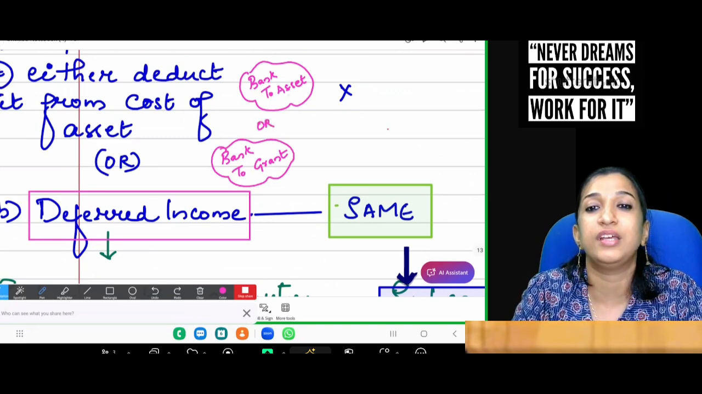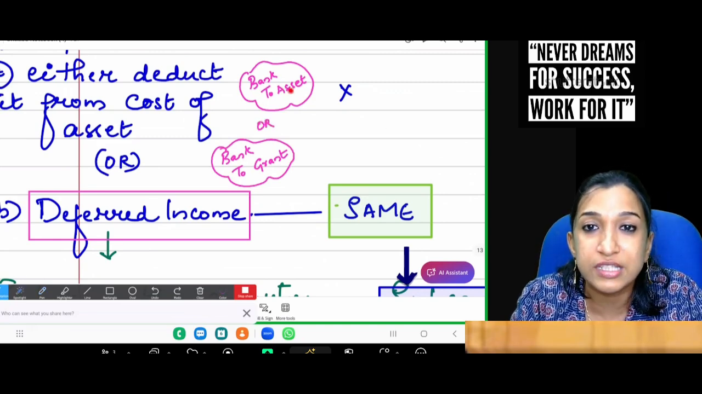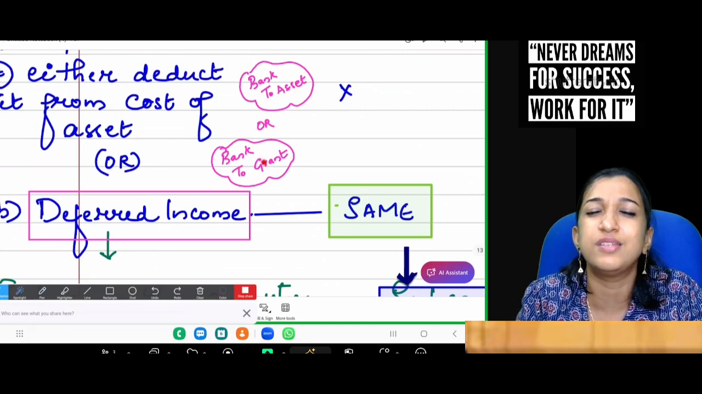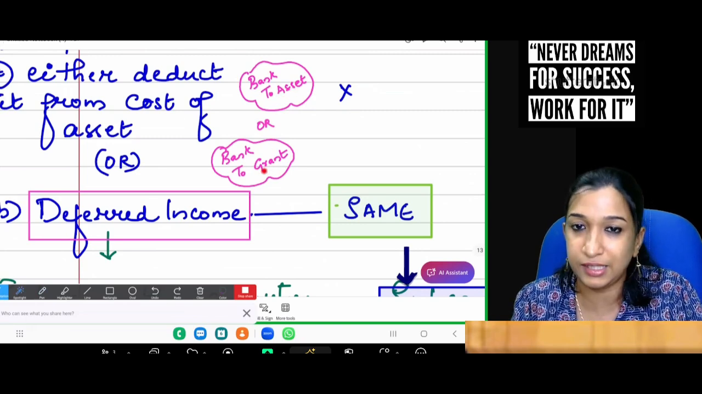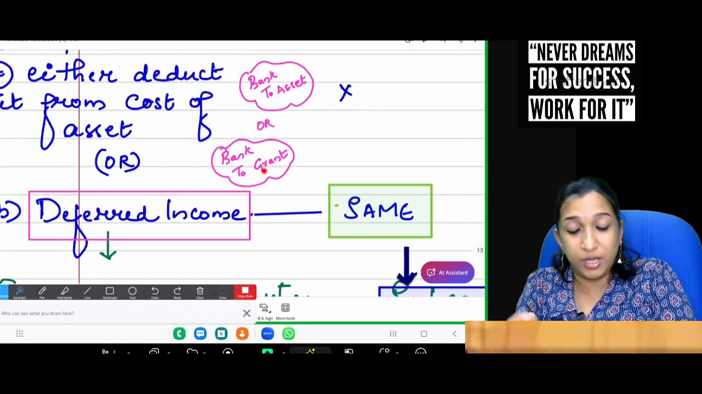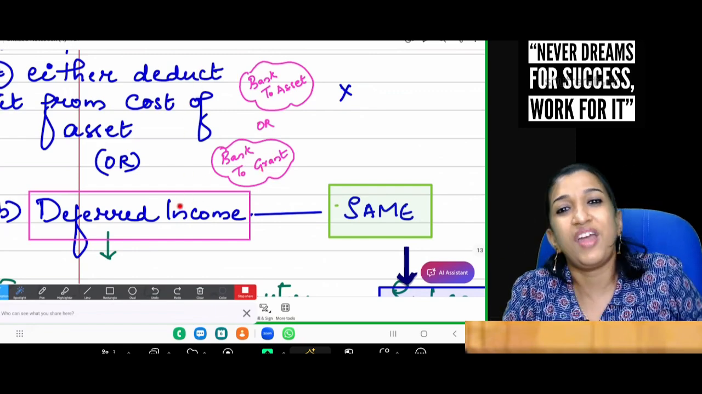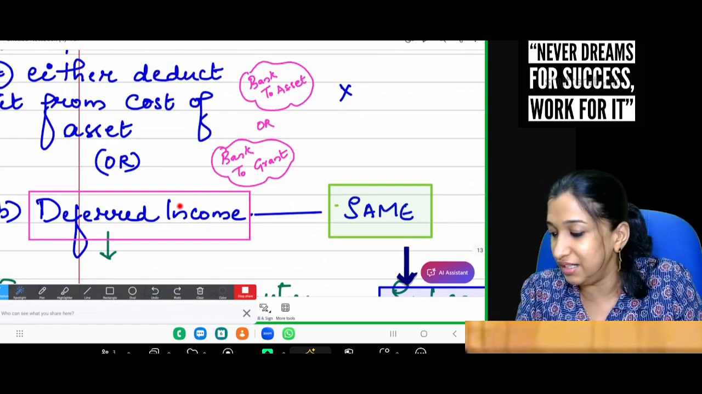This is optional. The entity can choose which one to follow, whether to follow this one or this one, at the option of the entity. Okay. So for depreciable and non-depreciable assets, I have these two options. Then where is the difference?